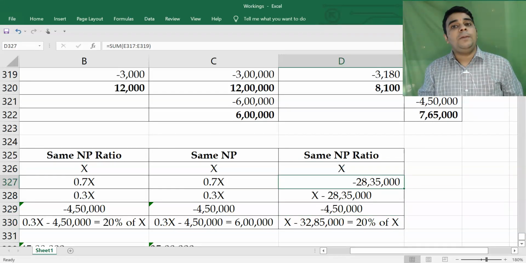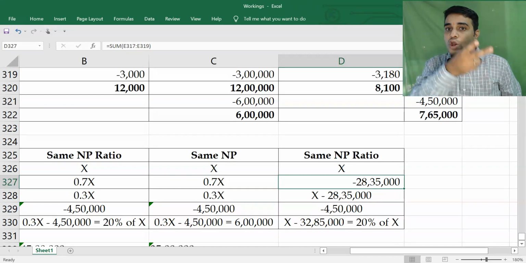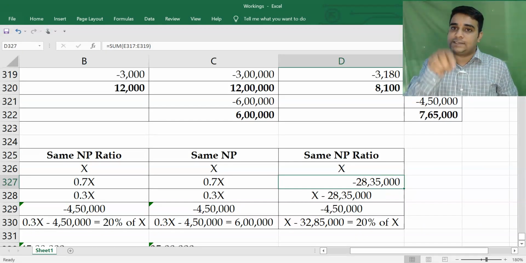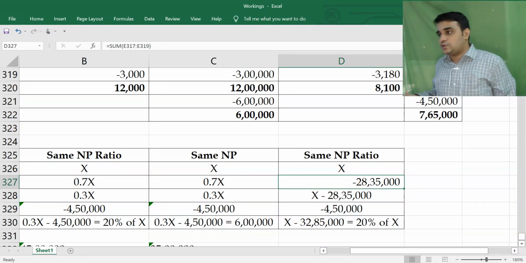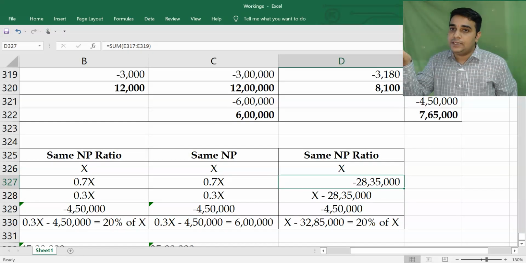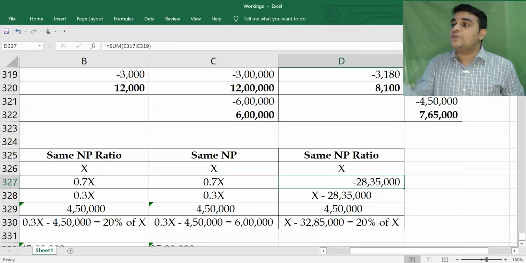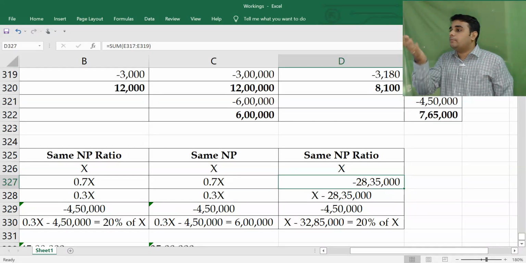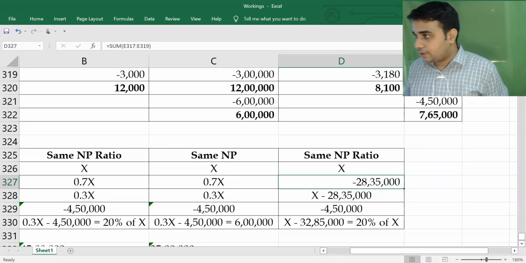So this is X. Variable cost will continue to be 20. Understand the difference between same net profit ratio with units changing and same net profit ratio with selling price changing. When units change, I took 0.7x. Why did I take 0.7x? Because it was very clear: if units change, then your variable cost will also go up or come down with the sales. Here sales will go up, but variable cost will not go up.